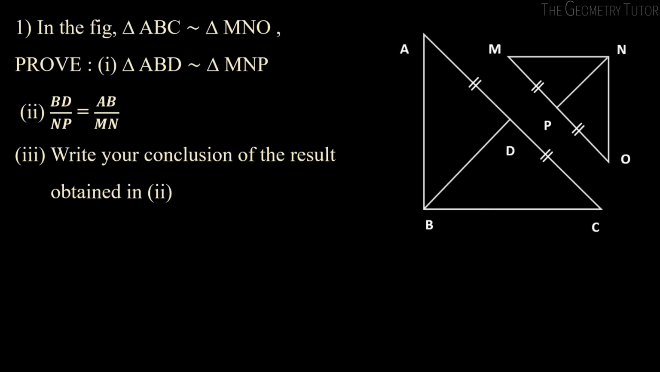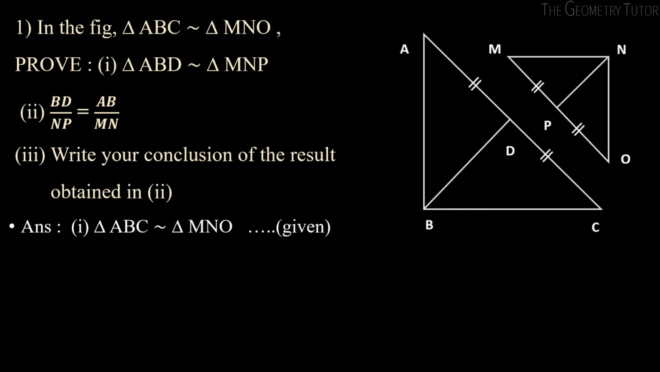In figure, triangle ABC is similar with triangle MNO. We have to prove that number 1, triangle ABD is similar with triangle MNP. Number 2, BD upon NP is equal to AB upon MN. Number 3, write your conclusion of the results obtained in subquestion 2. Let us go for its solution.